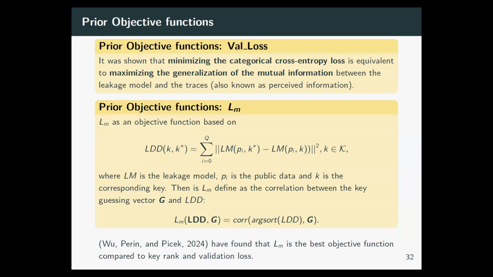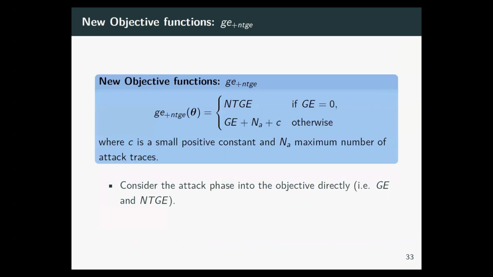And then we look into the objective function. For Bayesian optimization, they require an objective function to guide the process of finding good hyperparameters. Previous work has looked into two metrics, validation loss and LM, and found that LM is actually the best objective function. But in our work, we propose a new objective function known as GE plus NTGE, and we consider the attack phase in the objective directly.